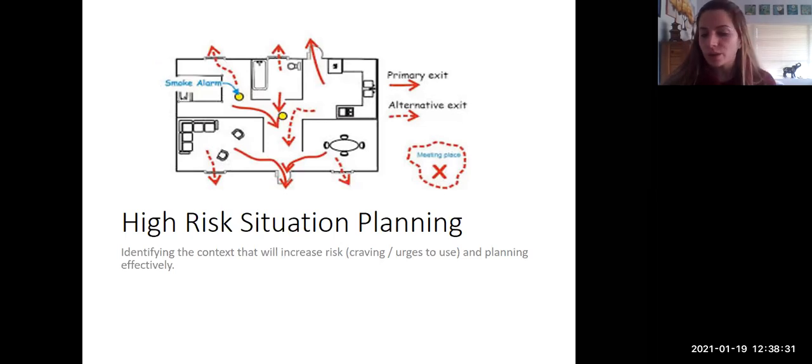Lastly, I want to go over high-risk situation planning. This is the one that I said should bookend any good CBT intervention. If you do any, I think, harm reduction intervention, this is the one that is extremely helpful, because what this does is helps people think into the future, to have a clear plan of how they're going to manage their craving, their urge, their trigger, so that they can avoid using effectively.